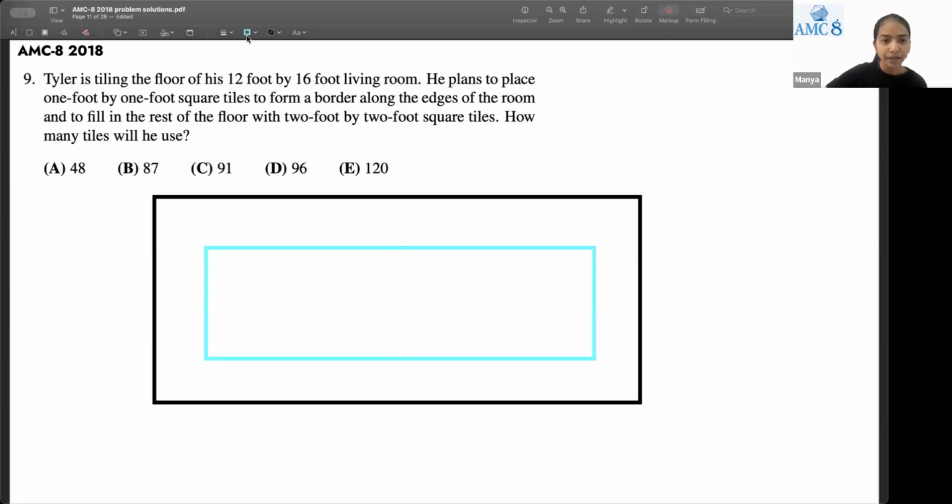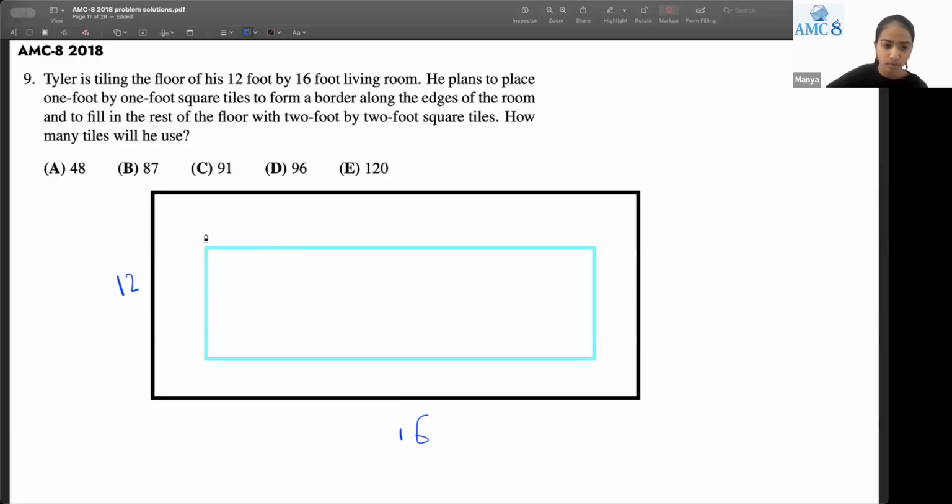To find the area of the outer part of the border, since we know that this is 12 and this is 16, we can split it like this so that we don't count the corners twice. We can do 12 times 2, since it's the same on this side and on this side, which is equal to 24.